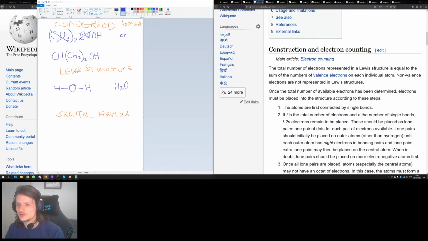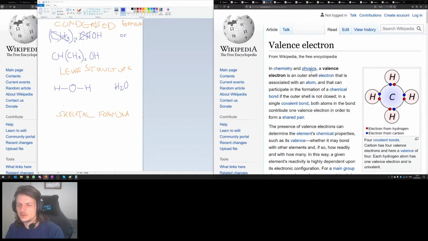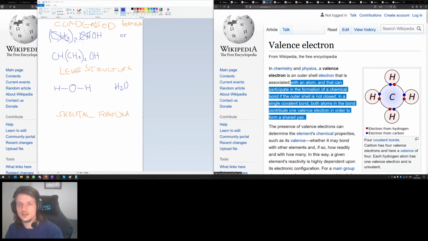The total number of electrons represented in a Lewis structure is equal to the sum of the number of valence electrons. In chemistry and physics, a valence electron is an outer shell electron that is associated with an atom, and that can participate in the formation of a chemical bond if the outer shell is not closed. In a single covalent bond, both atoms in the bond contribute 1 valence electron in order to form a shared pair. I don't know, it's too much now.